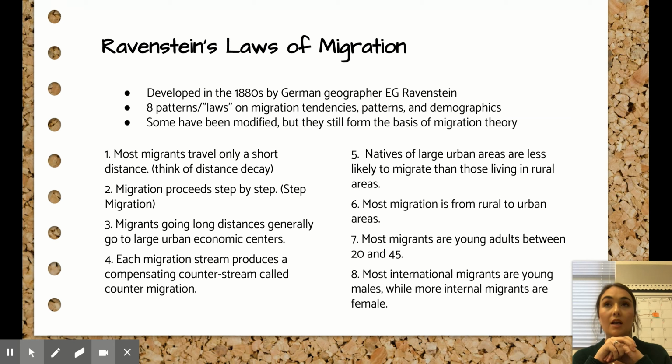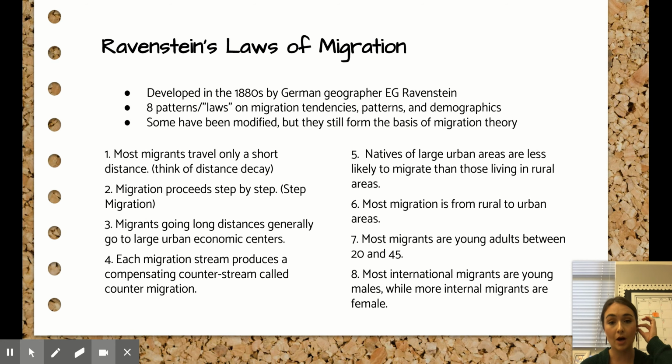Migration has been going on since the beginning of time. People move, people go places. And so it's been studied by geographers. And this man named E.G. Ravenstein, which he's German, so maybe it's Ravenstein, I don't really know. But he came up with 8 patterns or laws on migration tendencies, patterns, and demographics. So that he kind of observed these things.